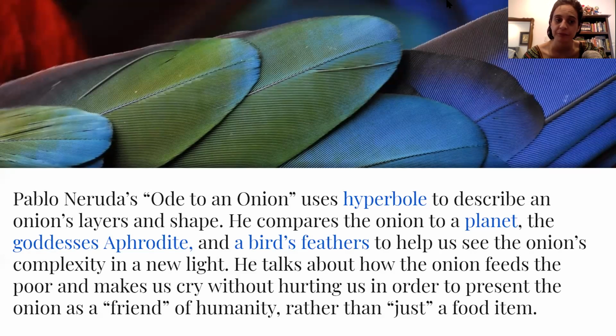in order to find a message. Pablo Neruda's Ode to an Onion uses hyperbole to describe an onion's layers and shape. He compares the onion to a planet, the goddess Aphrodite, and a bird's feathers to help us see the onion's complexity in a new light. He talks about how the onion feeds the poor and makes us cry without hurting us, in order to present the onion as a friend of humanity rather than just a food item.